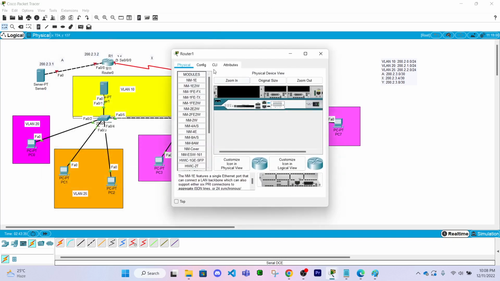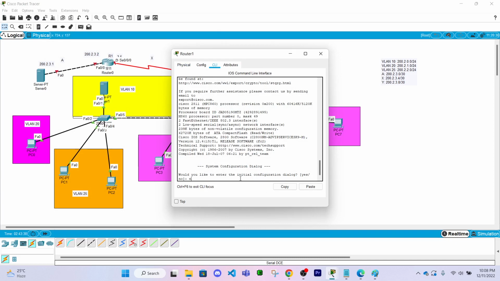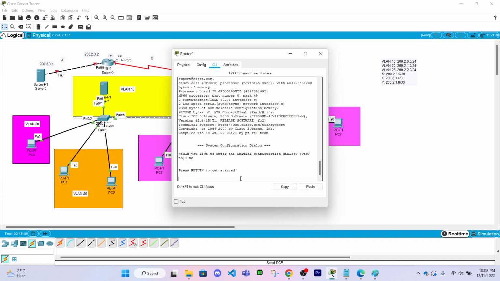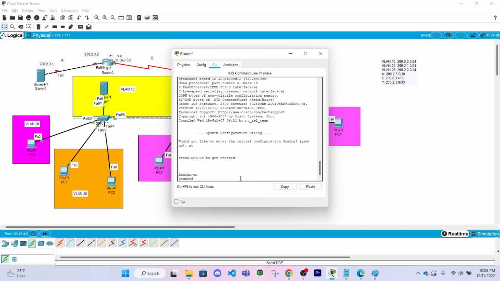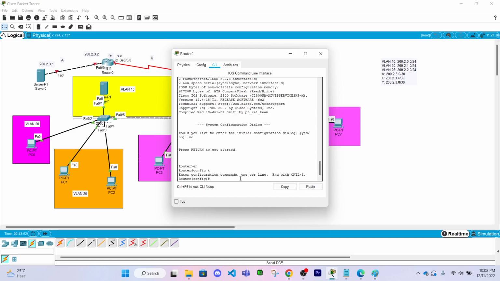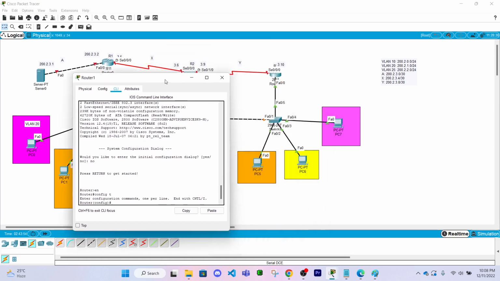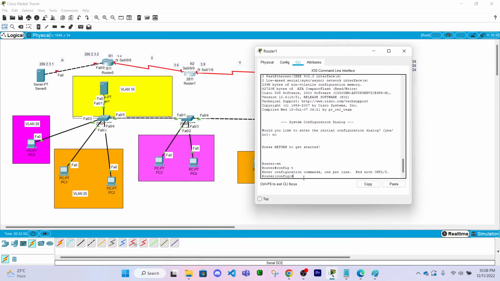Then Router 2 CLI, enter. Enable, enter, config t, enter. The interface is 0/1/0. Enter.